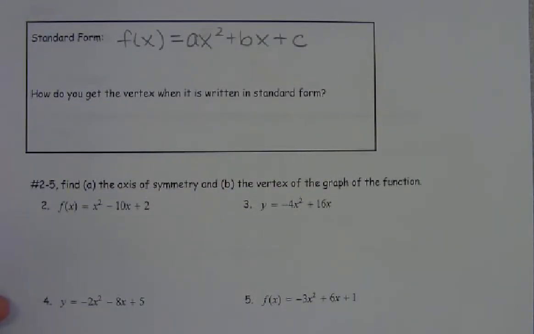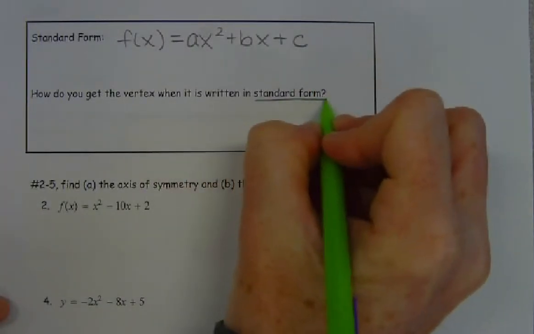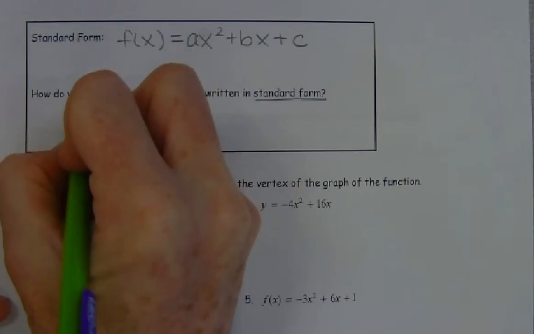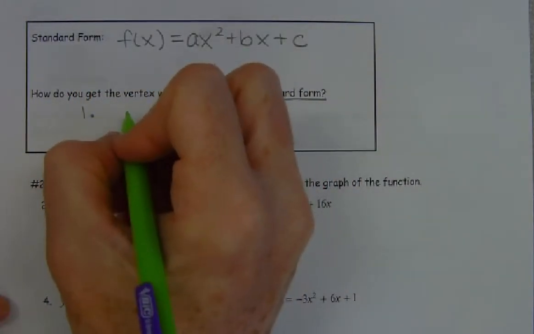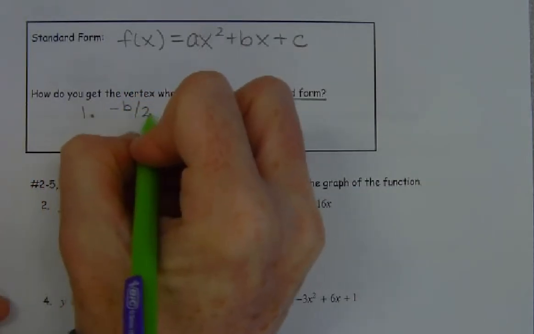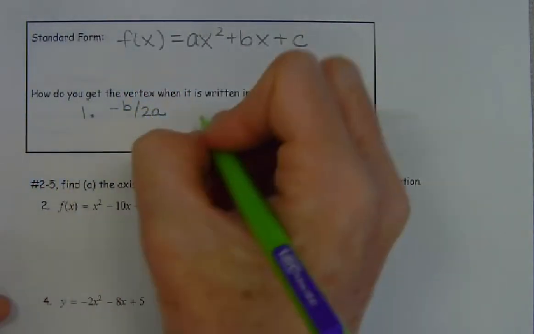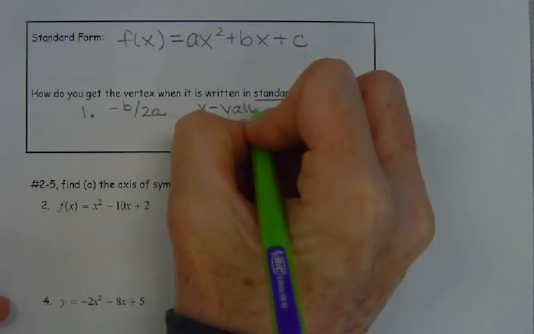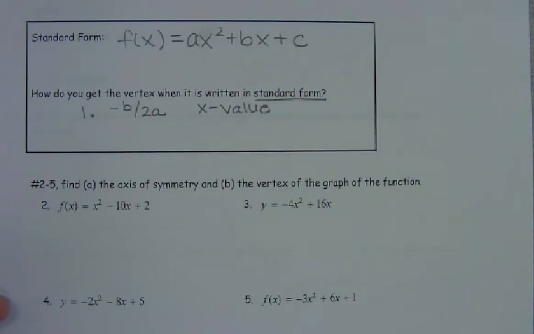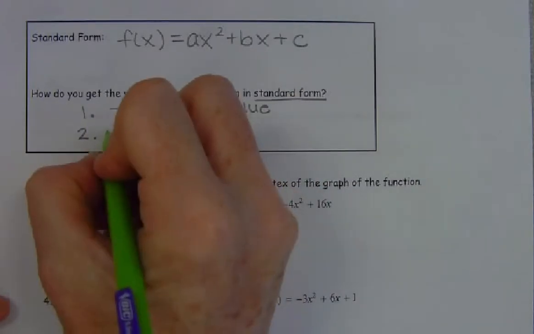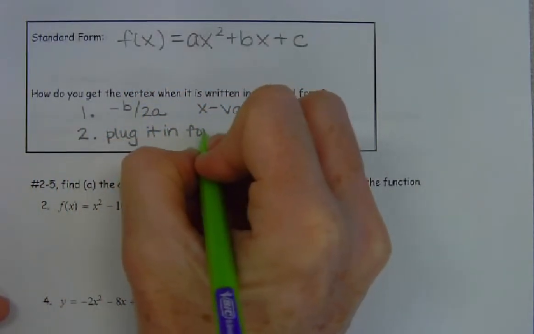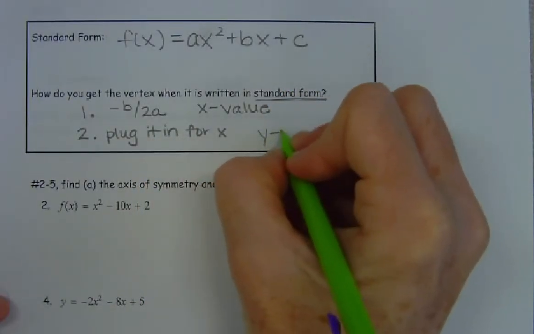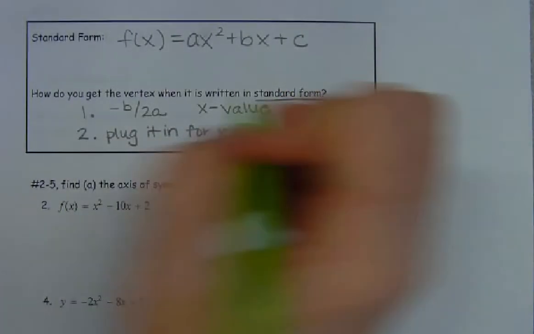Now, when we had vertex form, it was really easy to get the vertex. It's a little bit more work when we are in standard form. The two steps of getting the vertex in standard form: the first step is to use this formula, negative b over 2a. What that gives you is the x value of your vertex. Then for your second step, you plug it in for x, and that gives you the y value of your vertex.